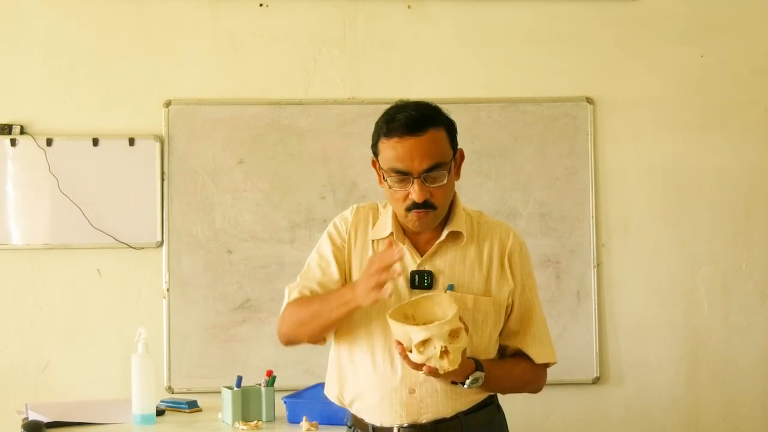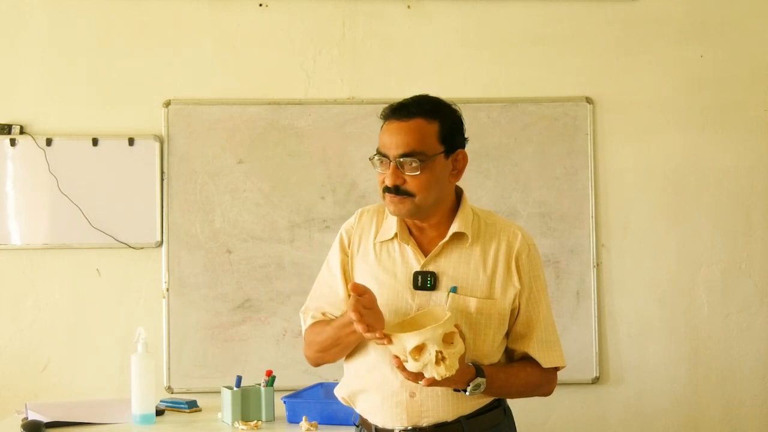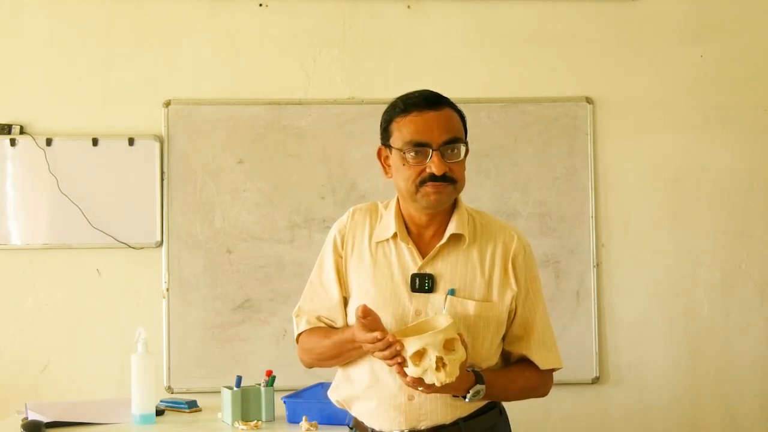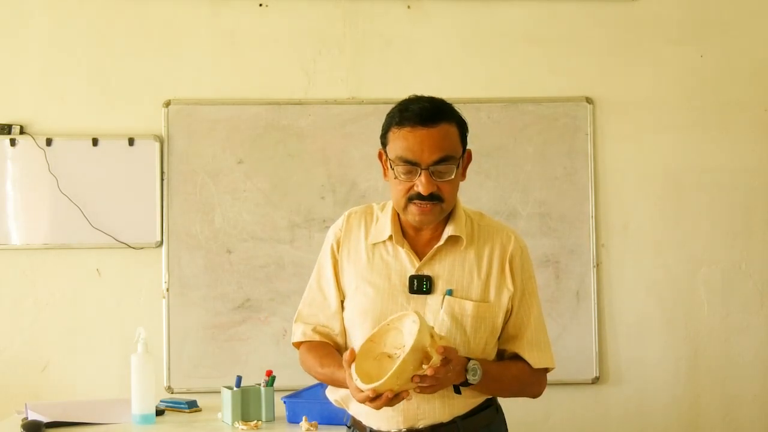What we see, this is the base of the skull, and over the above we will get a cap which is called the skull cap or the calvaria, and within it we can find there are several bones.